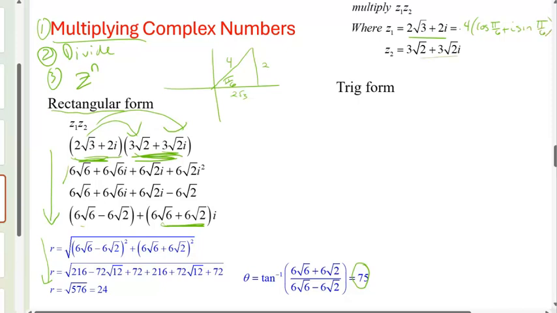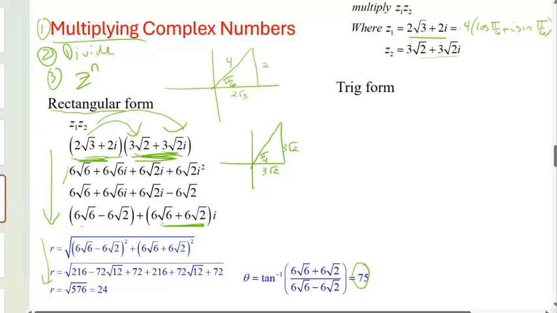Okay, how about this one? This should be in quadrant 1 as well. 3 root 2. So I go 3 root 2 in the x direction, and then I go up 3 root 2. Okay, we should all recognize this triangle. These are the same sides. This has to be 45 degrees or pi over 4.